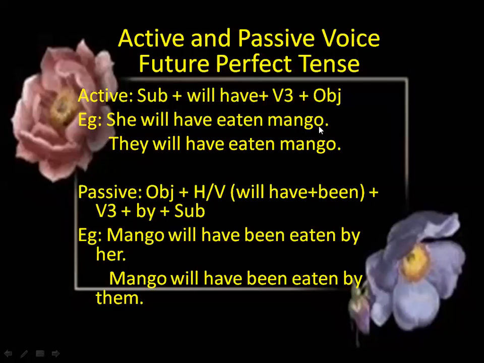So, she will have eaten mango. Mango will have been eaten by her. They will have eaten mango. Mango will have been eaten by them. Will always be over there. Have, which is the perfect tense helping verb, will always be coming over here, and then been you have to use additionally, according to the structure or rule, and then V3 plus by plus subject.